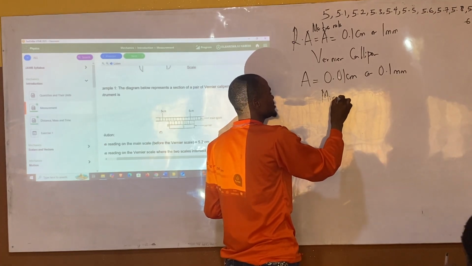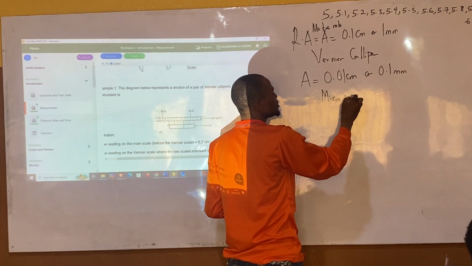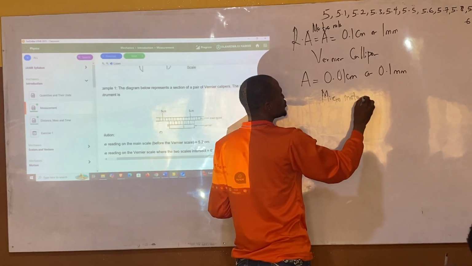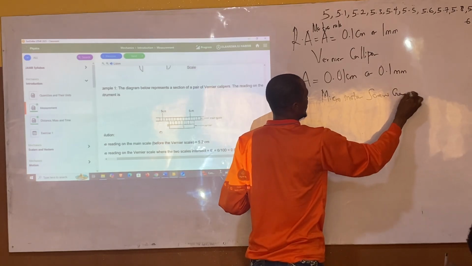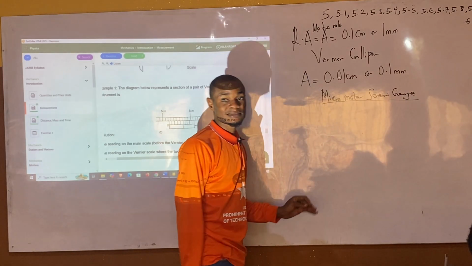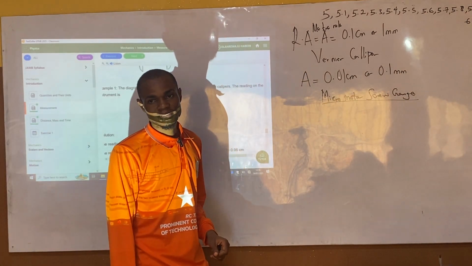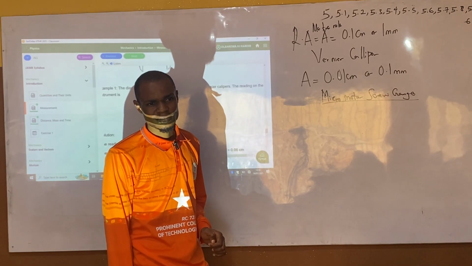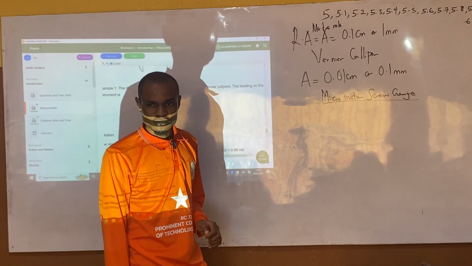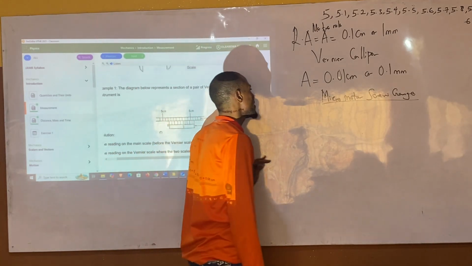So for micrometer screw gauge, if you are here just now, don't write. If you are writing micrometer screw gauge, you are not helping yourself if you are writing when I'm explaining. Please listen attentively. Everything is in your textbooks. Everybody has materials. Please don't write now. Micrometer screw gauge.